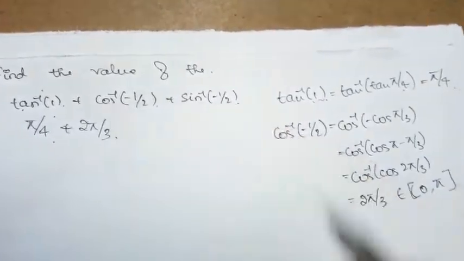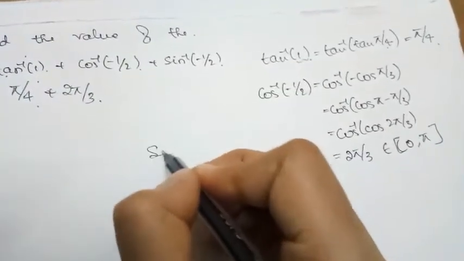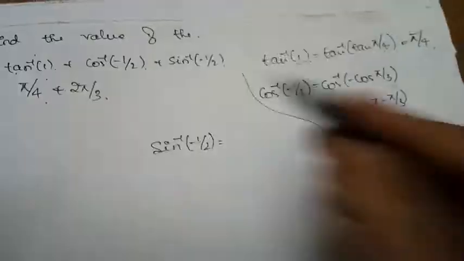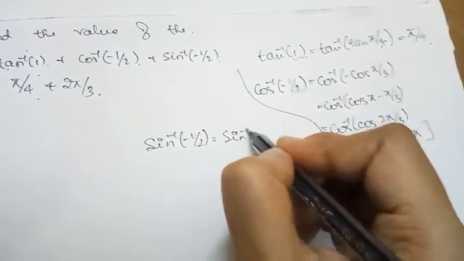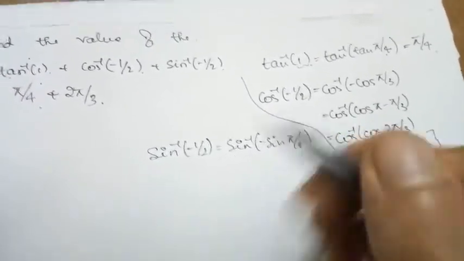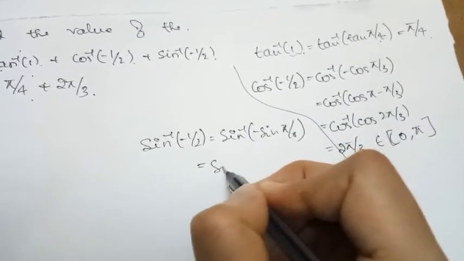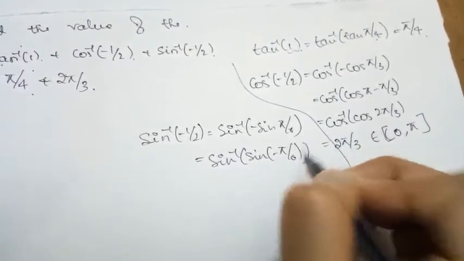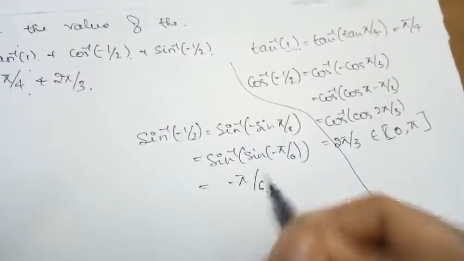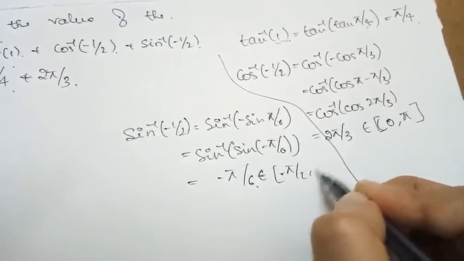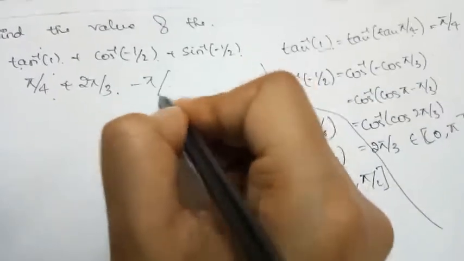And similarly for sine inverse of minus 1 by 2, which is equal to sine inverse of minus sine pi by 6. Minus sine pi by 6 can be written as sine of minus pi by 6, so the result is minus pi by 6, which belongs to the principal value branch of the sine function, that is minus pi by 2 to plus pi by 2. So the value here is minus pi by 6.